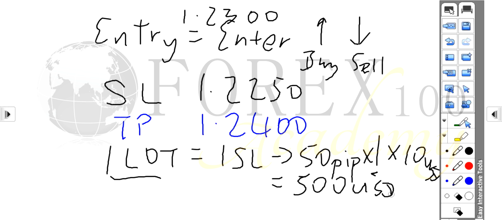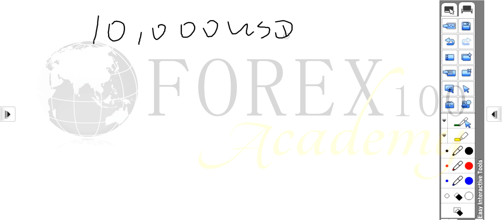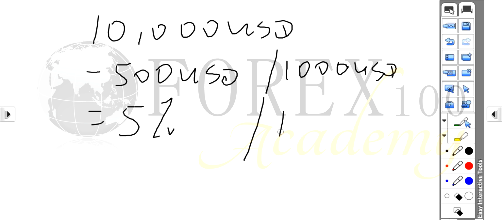So 50 pips, remember that we are going to use a calculator to help you with that. So let's say your capital is 10,000 USD. And if you're trading with a $500 loss, that will bring you to a 5% loss. And of course, if you make a profit of 1,000 USD, that will bring your account to a profit of 10%. You have to ask yourself, is it okay with you?